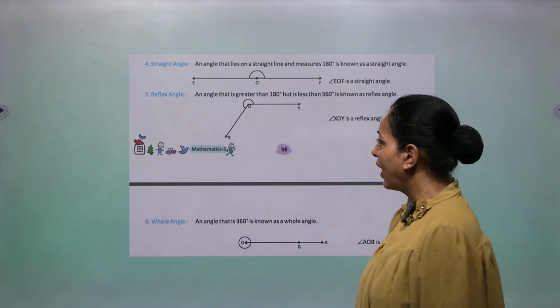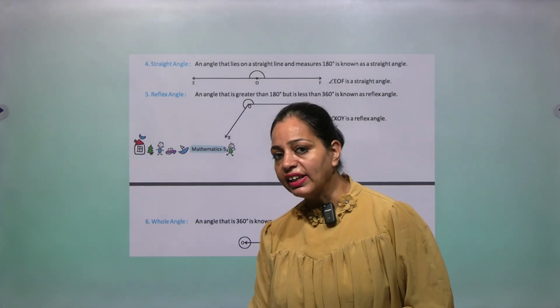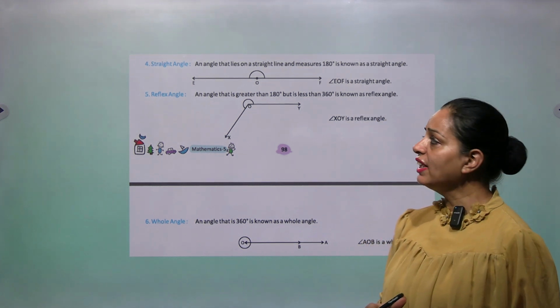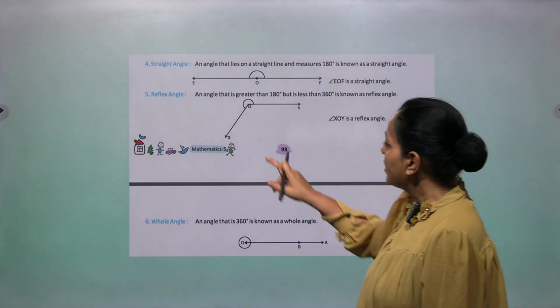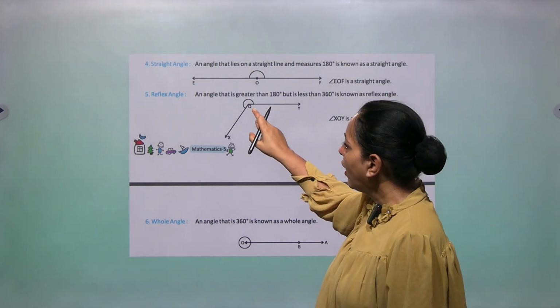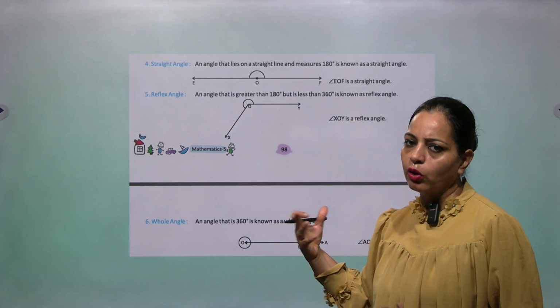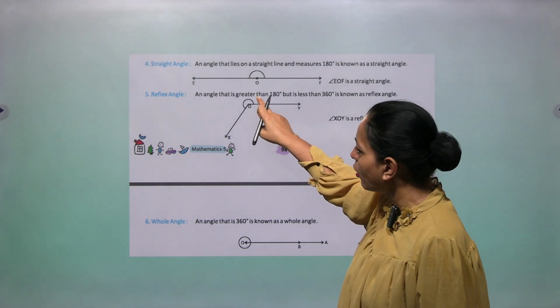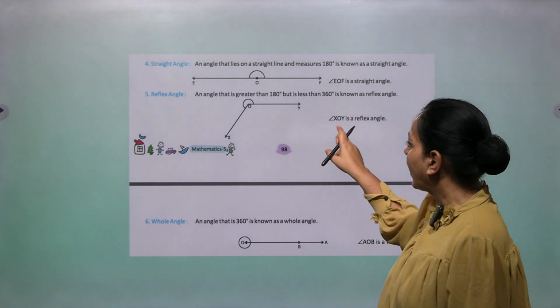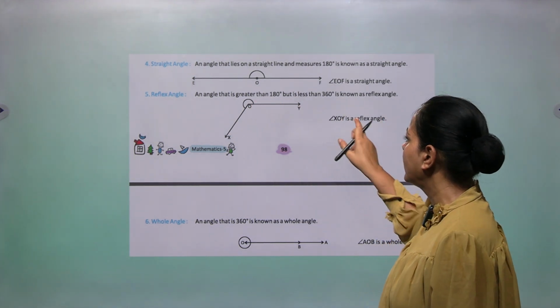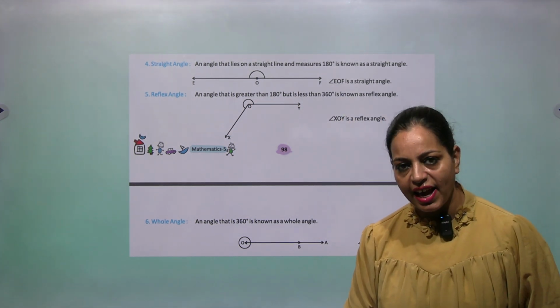Now reflex angle. An angle that is greater than 180 degree but less than 360 degree is known as a reflex angle. See, यहाँ पे कुछ एंगल बनेगा and that is obtuse और acute जो भी होगा उसका जो rest part होगा, this one, this is the reflex angle. Angle XOY is a reflex angle.